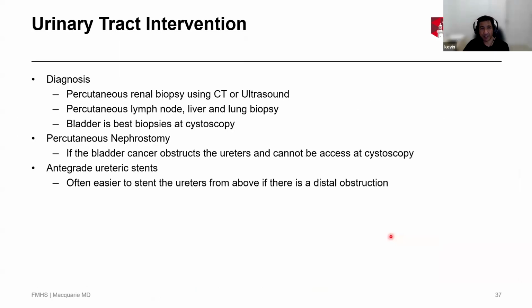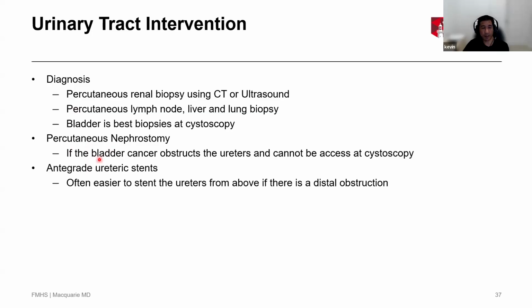A brief word about interventional radiology, because I'm an interventional radiologist. I do help with Akali and other urologists with things. We can access the kidney for a number of reasons. We can do biopsies of kidney lesions. We generally don't biopsy bladder tumors. We can biopsy lymph nodes next to bladders. We can biopsy the lung and liver.